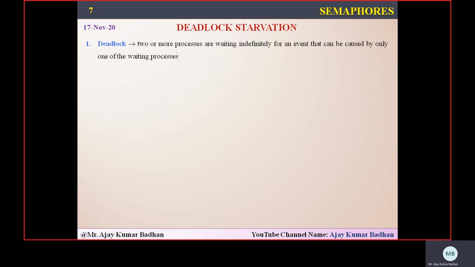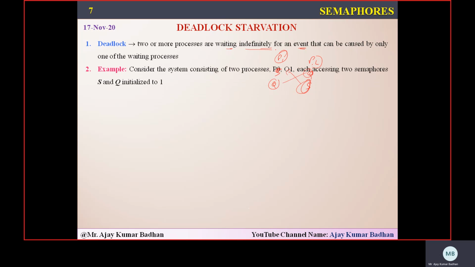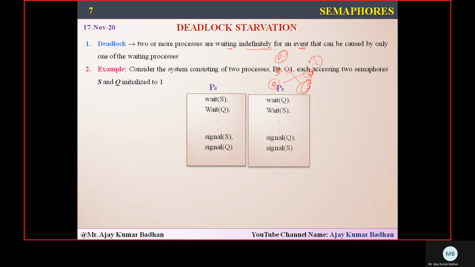It says that two or more processes are waiting indefinitely for an event to take place, and that event can be caused only by one of the waiting processes. So here we have two processes and they are waiting for an event to take place. One has S, the other has Q. P1 is waiting for an event to take place. What is that? Release of Q by the process P2, and P2 is waiting for release of S by the process P1. They are waiting indefinitely, meaning an infinite amount of time, and that is what we call a deadlock state. Here is the example I have explained. The same thing explained earlier is what is represented.